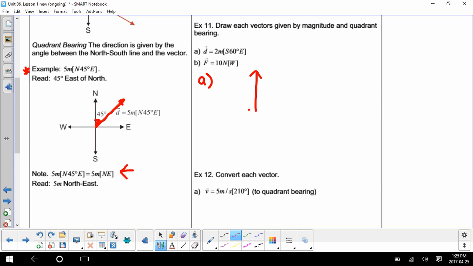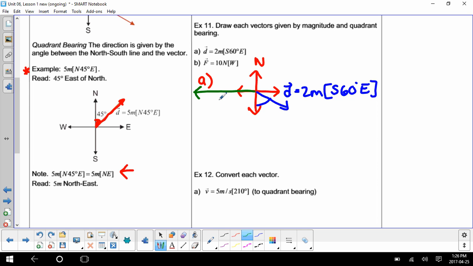So we're going to draw our compass. We're going to start at south, and we are going to go towards east, 60 degrees. And then we're going to draw our vector 2 units long. So vector D is 2 meters south, 60 degrees east. And then finally, vector F is 10 newtons west. If it's directly west, you can draw it right on top of the west line. So vector F is 10 newtons west.